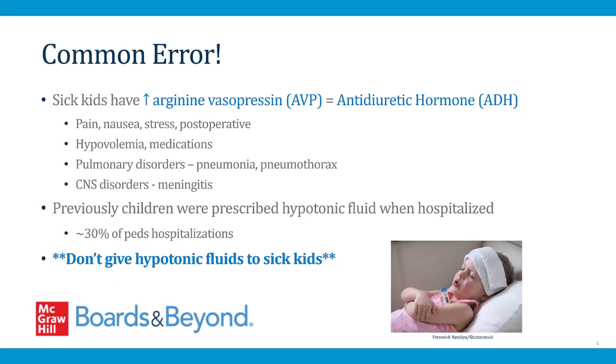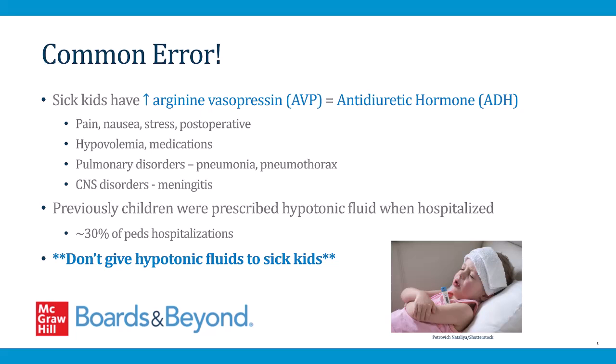It's important to note that when kids get sick, they tend to excrete excess levels of a particular hormone called arginine vasopressin, or AVP, otherwise known as antidiuretic hormone. This promotes the retention of water at the level of the kidneys, leading to hyponatremia. Antidiuretic hormone is released secondary to many of the reasons children are admitted to the hospital. This includes pain, nausea, stress, a postoperative state, hypovolemia, certain medications such as anti-seizure medications, opiates, and SSRIs, pulmonary disorders such as pneumonia or pneumothoraces, and central nervous system disorders such as meningitis.